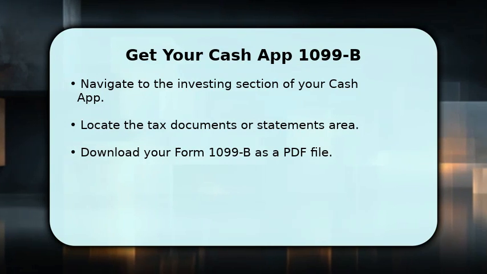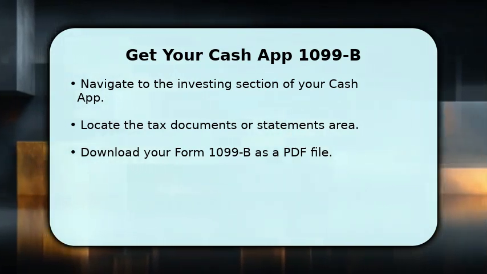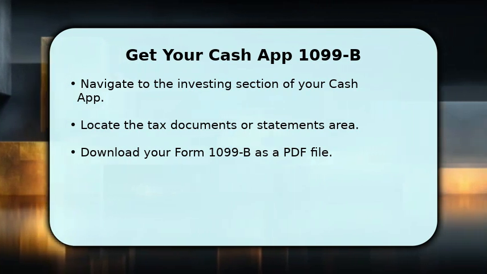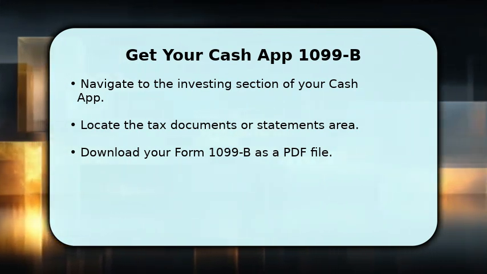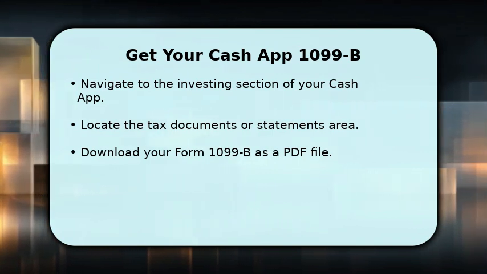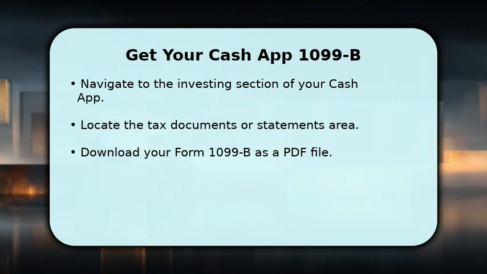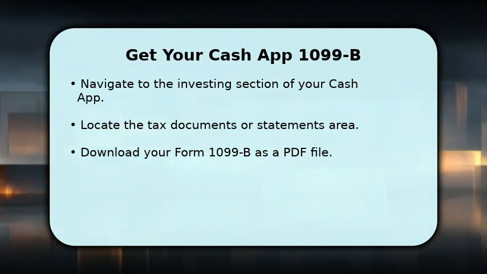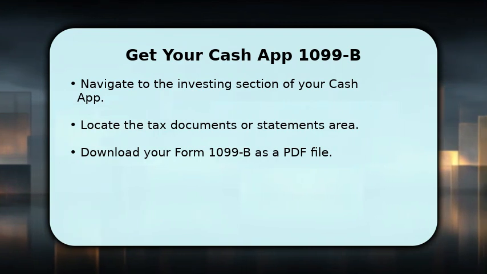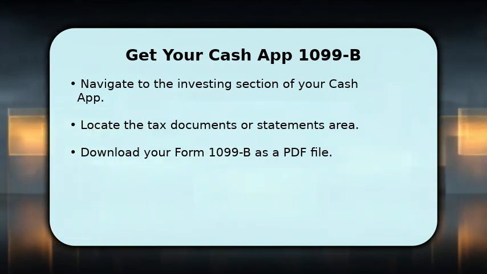To get your Form 1099-B, open your Cash App and head to the Investing section. Look for a menu option or link specifically labeled for tax documents or statements. Once you find it, you should see your available tax forms. Select Form 1099-B and download it, typically as a PDF file, so you can save it to your device or print it out for your records.